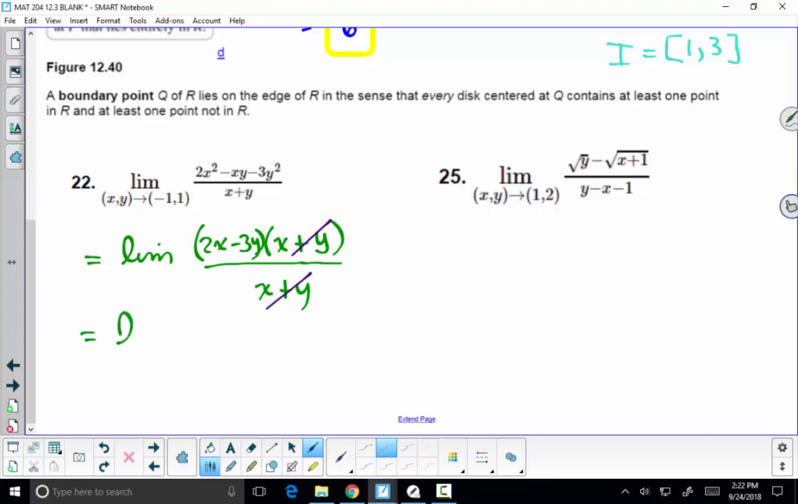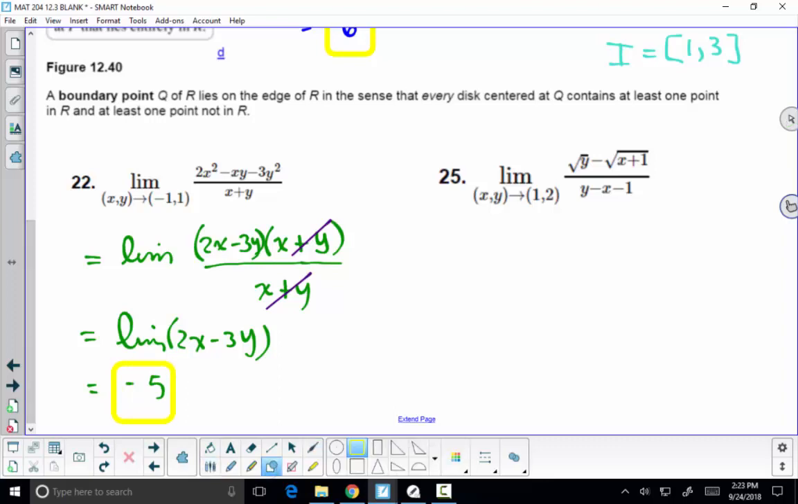And we're left with the limit of 2x minus 3y. So we then go back to the point at which we're taking the limit, the limit at (-1, 1). So we get -5. Yes. Yay. So, not too crazy. You know how to plug in values. Winning. Small victories.